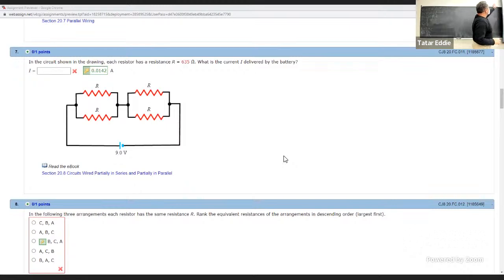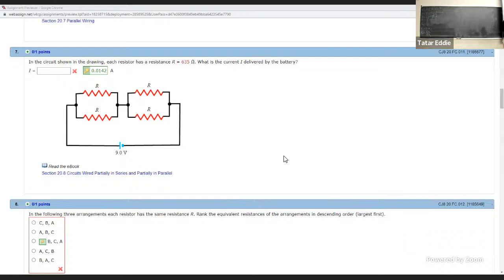Okay, so they have a circuit. You see that circuit on the board. They give you 4 resistors connected in a weird manner. What is the current delivered by the battery?